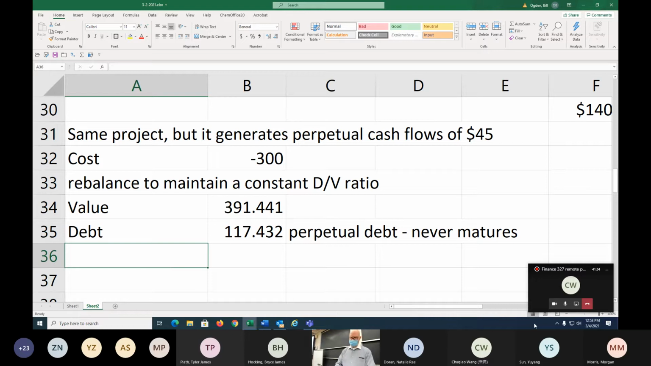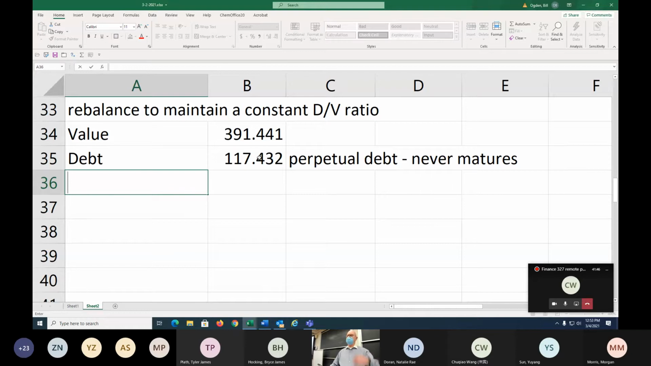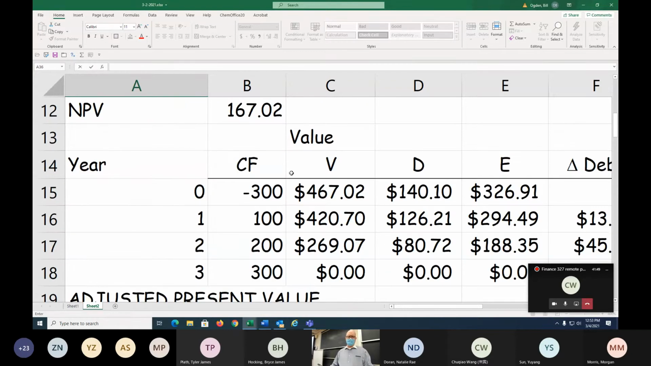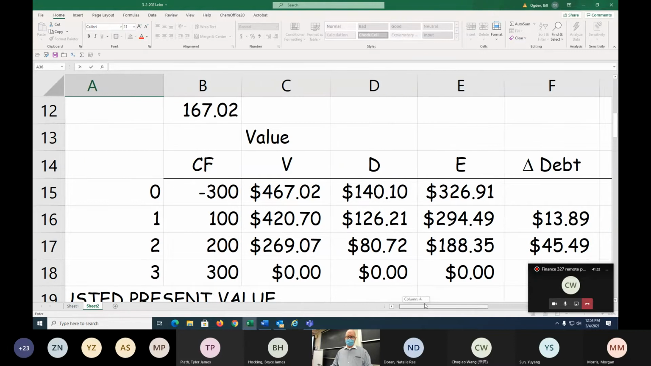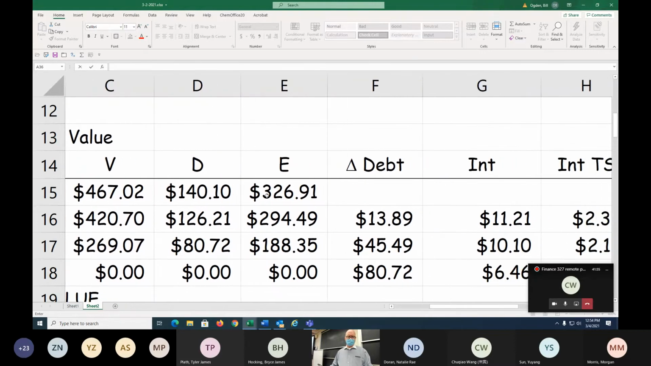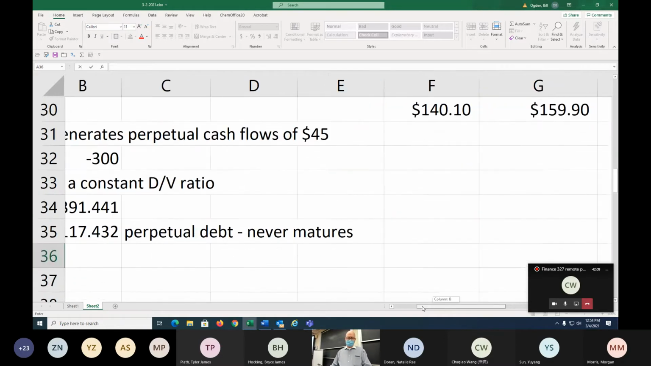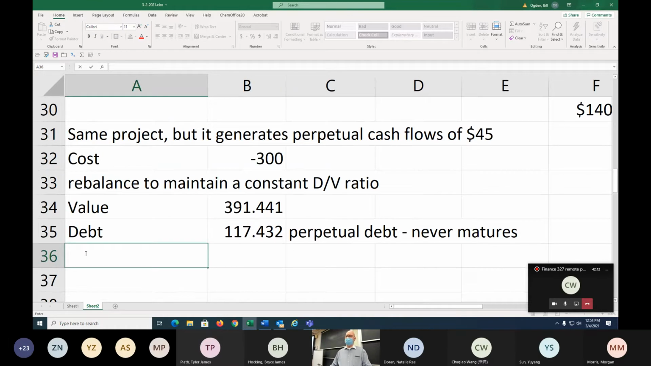So what's our interest? Well, let's go back one little thing. I'm saying that we value this just like we did the one above. So let's go back here. What's the first thing we found up here? Well, we had the debt, the equity. What's the change in debt? It's nothing, right? Since it never matures, you don't retire any of it. But that would be the next thing normally. We're not going to have it here because it will not mature.